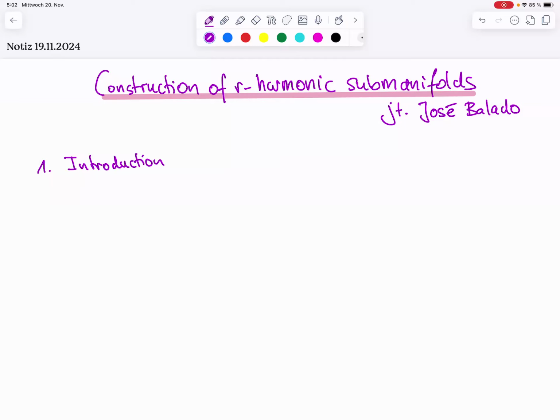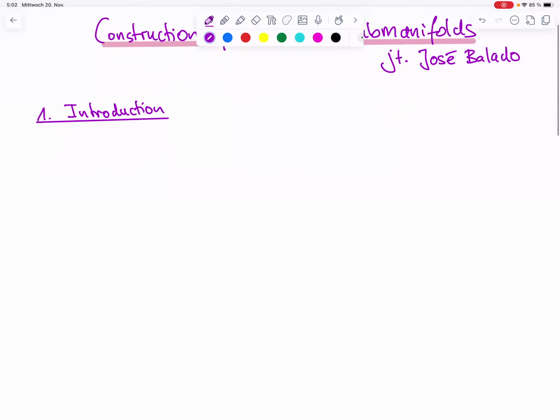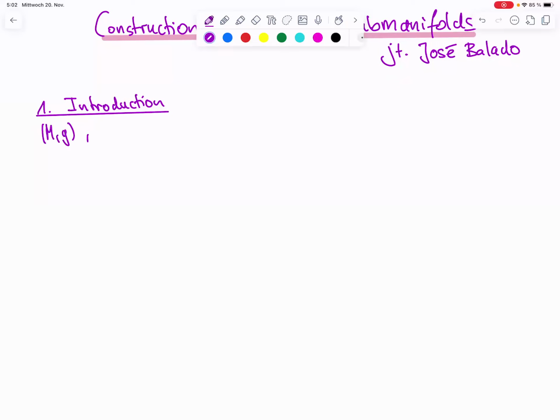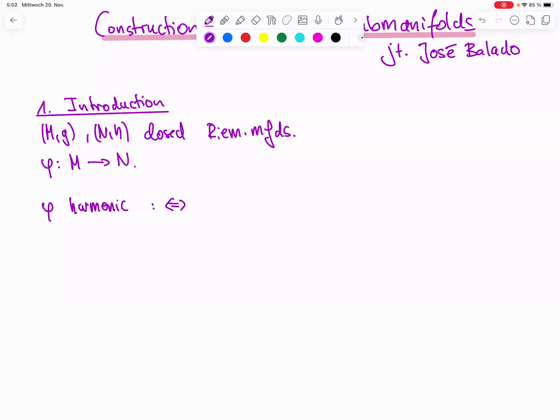So let me start with the introduction. Throughout the talk, (M,g) and (N,h) will be closed Riemannian manifolds. And phi will always be a smooth map with domain M and target N. Such a map is called harmonic if and only if it's a critical point of the energy functional E(phi), which is defined this way.